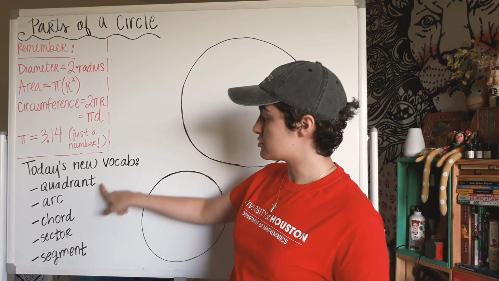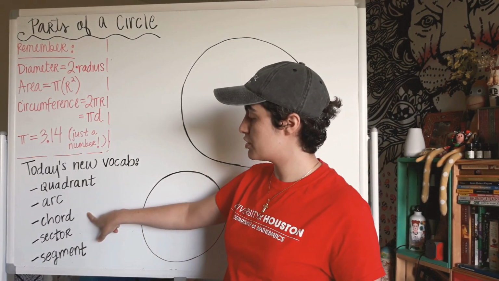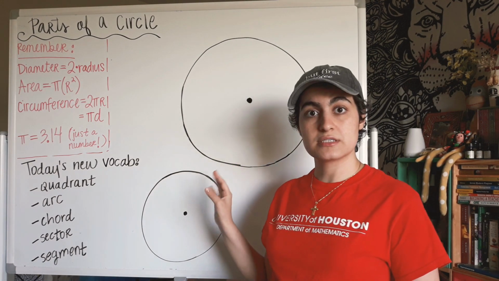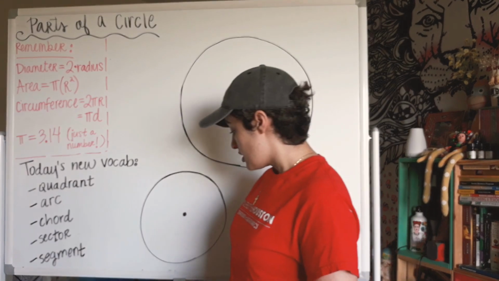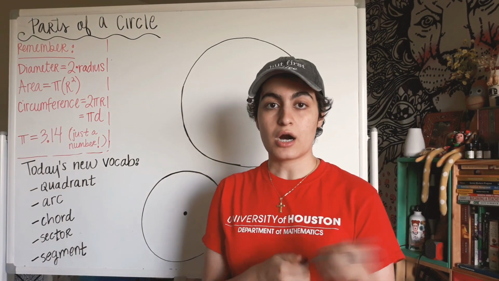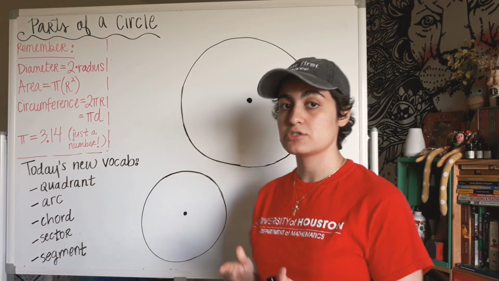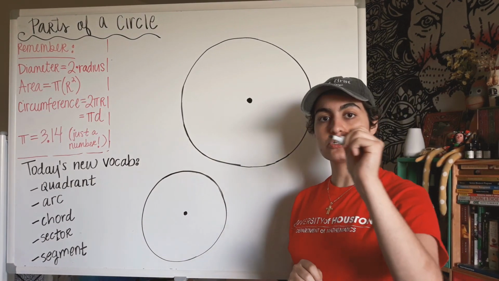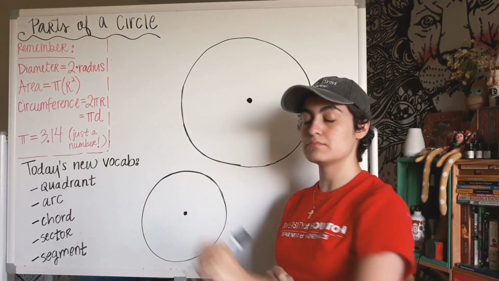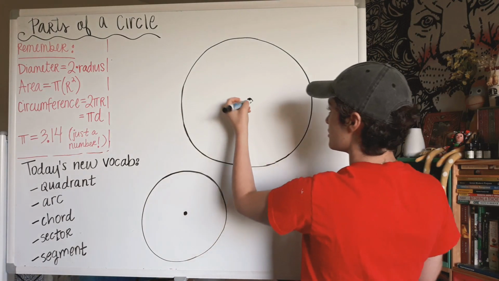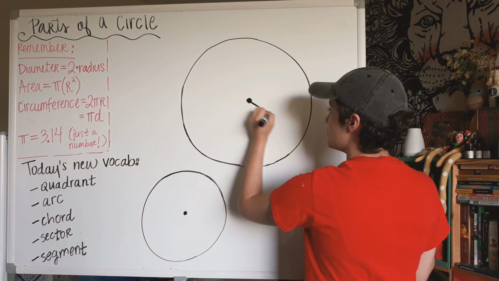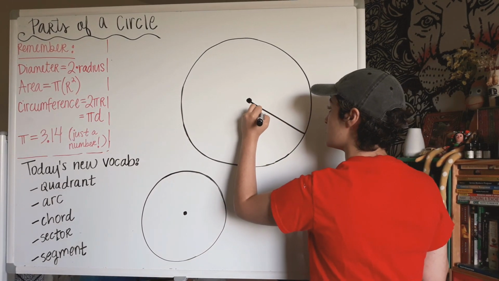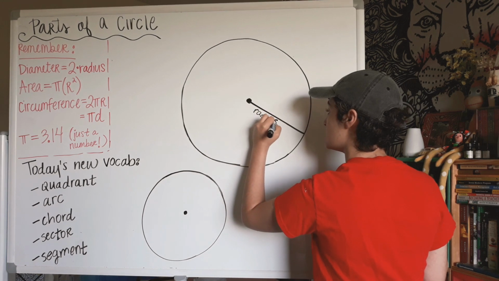Today's new vocab is quadrant, arc, chord, sector, and segment. I'm going to draw all of these, and I'm going to tell you which is which. I want to go ahead and draw radius and diameter first, just to refresh your memory. So remember, the radius is always from the center to any edge on the circle. Okay, so this is a radius. I'm going to go ahead and label that radius.